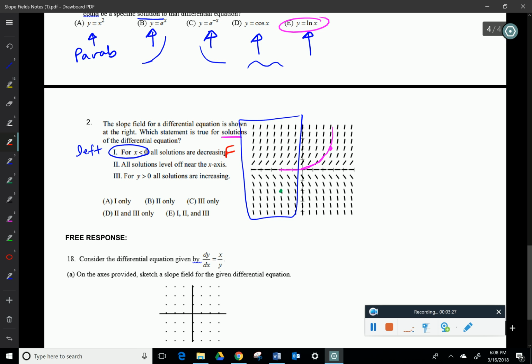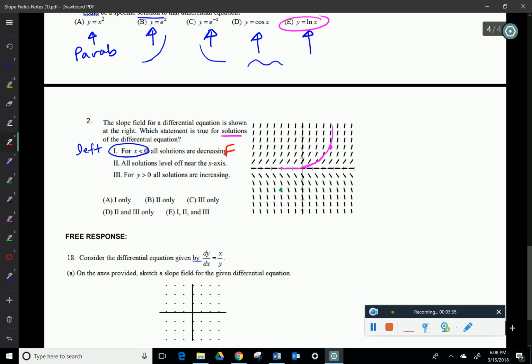The next one, all solutions level off near the x-axis. Well, whether you're on the top, like this pink one, they level off as you move out to the left, right? But still leveling off at the x-axis. On the bottom, when I had drawn that green one in there a minute ago, those level off at the x-axis, just coming from a different direction, but it still levels off at the x-axis. So I would say that's definitely true.